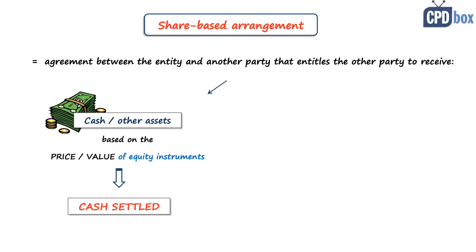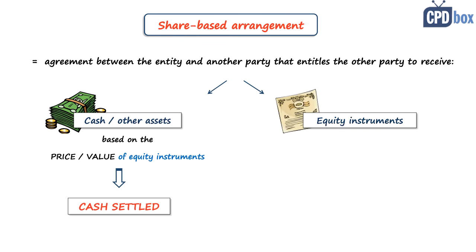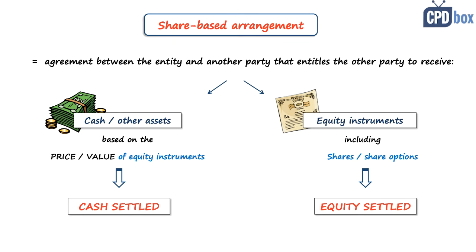The other party or the supplier can also be paid by equity instruments of the entity, including shares or share options. This is a very common way to remunerate some employees of big companies. They receive share options in return for their work for the company. And these transactions are called equity settled. And it's very important to determine whether we're dealing with a cash settled or equity settled transaction because the accounting treatment depends on that.